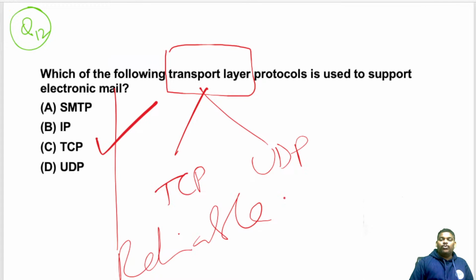Sorry, SMTP is a protocol of the application layer. SMTP is the application layer protocol. It is a protocol because in SMTP, P is finally protocol only. Simple Mail Transfer Protocol. It is a protocol but in the application layer. Yeah, fine, now let's go to the next.